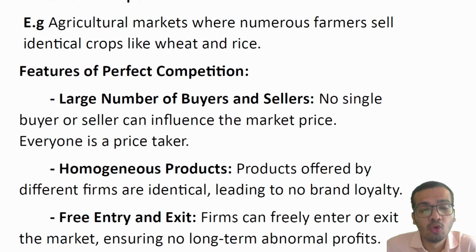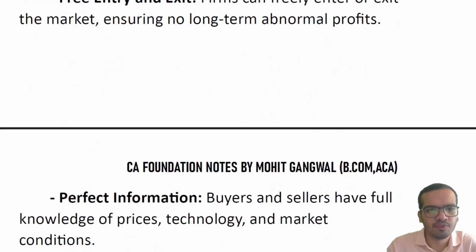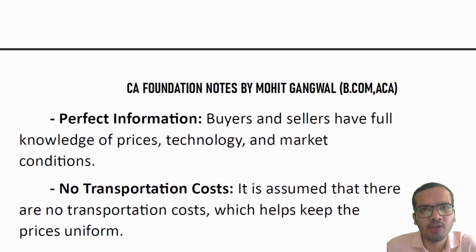Second feature is a homogeneous product, that is, products offered by different firms are identical, leading to no brand loyalty, so the product will be the same. Third, there is free entry and exit, that is, firms can freely enter or exit the market, ensuring no long-term abnormal profits. Fourth, perfect information, which means buyers and sellers have full knowledge of price, technology and market conditions. And fifth, no transportation cost. Here it is assumed that there are no transportation costs, which helps keep the price uniform.